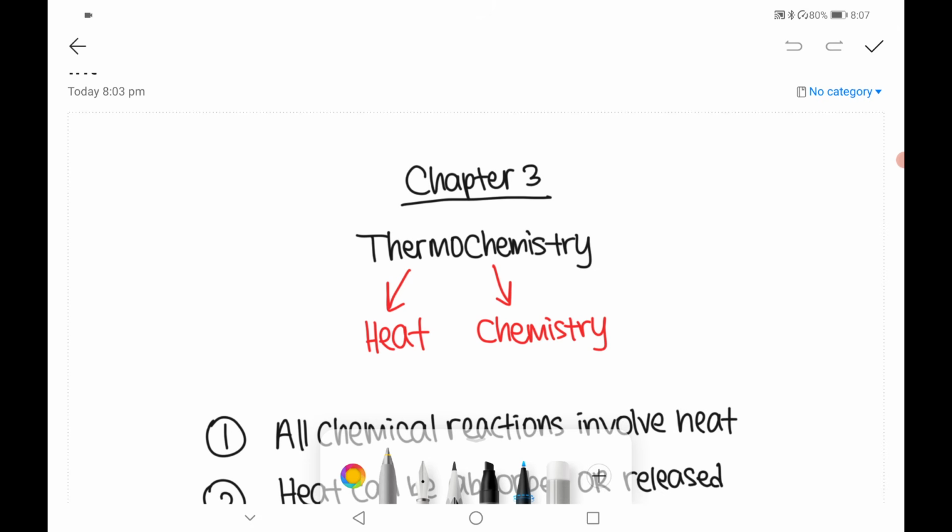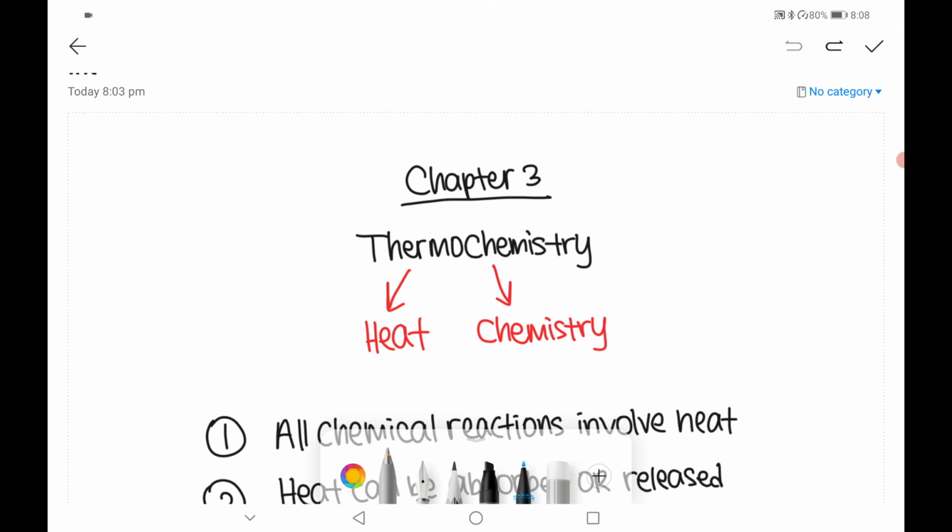Normally in the first lesson of a new chapter, I will go very slowly, because you need to master some of the important concepts before we can continue with other lessons. So this chapter, Form 5, Chapter 3, is called Thermochemistry.